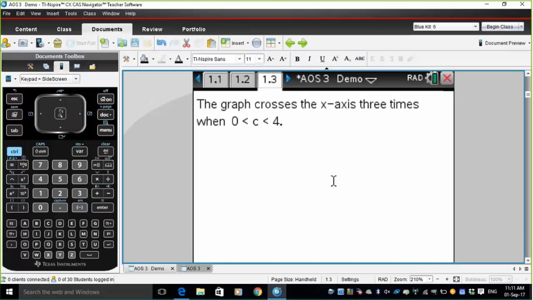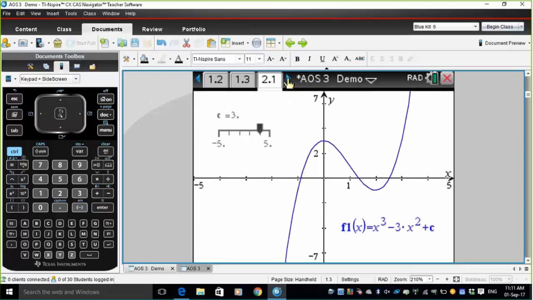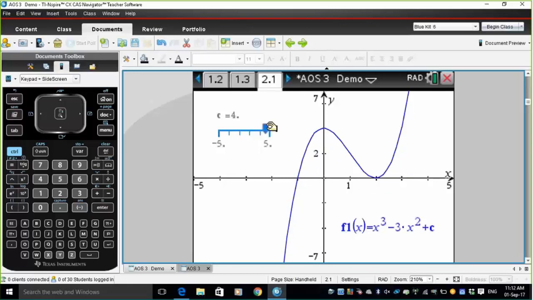So let's insert a graphs page here. Because the function f1 of x is already defined, I've got a slider which automatically appears for c. Now, we can see that when c is equal to 3, this graph is crossing the x-axis 3 times. However, if I move the slider, we can see that when c equals 4, it's crossing once and touching once. However, if c is equal to 5, it only crosses the x-axis once.